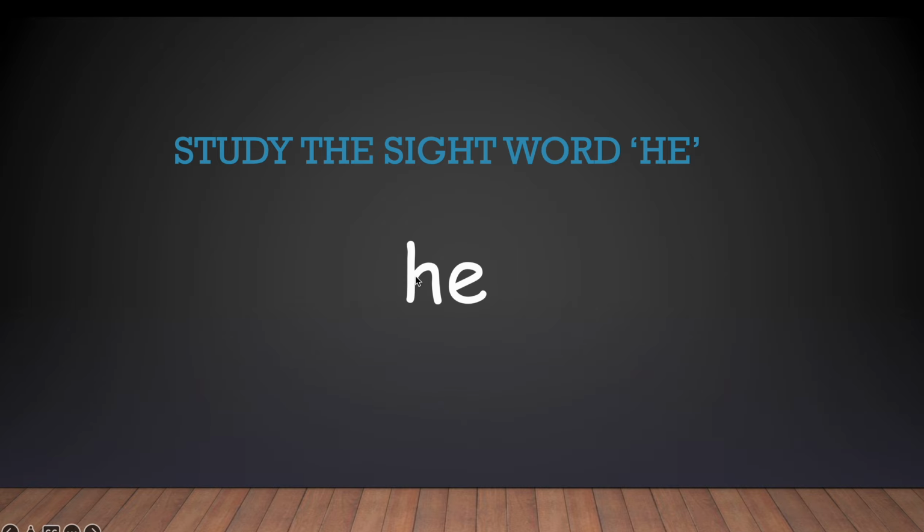Our next sight word is he. Let's spell it. H-E. Let's count how many letters. 1, 2. I see one tall letter, H, one short letter, that's a vowel, E. Let's clap the syllables we hear in this word. He. He has one syllable.